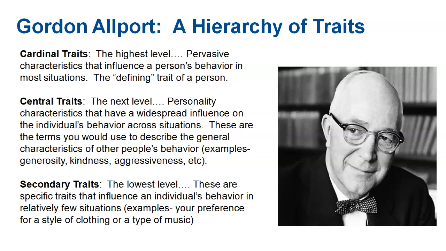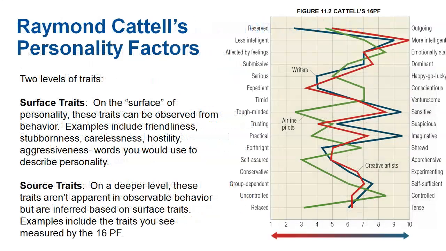And then the very last, kind of lowest level, is those secondary traits. So these are things that still describe you, but not so much. So like your preference style of clothing or music. If I say I like classic music, that doesn't really speak too much to my personality, but it's still a part of who I am. It's still a part of my traits. So again, knowing for the exam with Allport, he had 3, and it was the cardinal, central, and secondary.